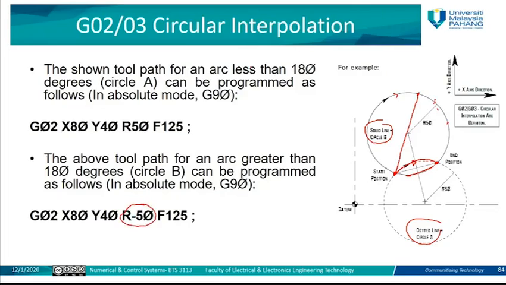So this is the difference between G02 and G03, the difference between the value of I and the value of R, and how we define the positive and negative values. Any questions until here?